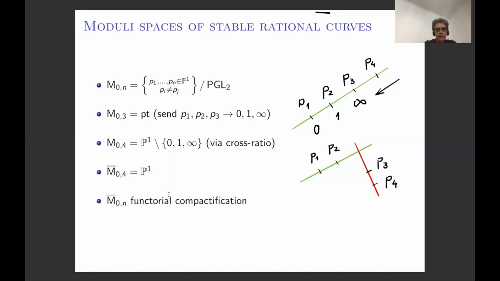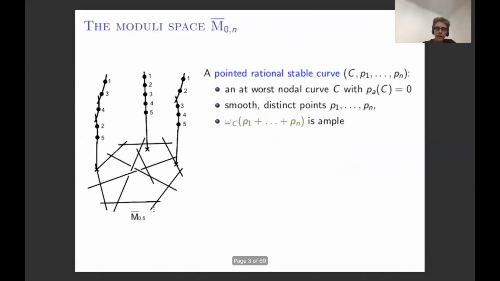So M0n bar is the Deligne-Mumford-Knudsen compactification, which is a fine moduli space for the functor of stable rational pointed curves. So a pointed rational stable curve consists of a tree of projective lines. So a curve with arithmetic genus 0, at worst nodal, and with smooth distinct points on it, such that the log canonical line bundle, so the dualizing sheaf of the nodal curve twisted by the points, is ample. So we have a positive degree on every component.